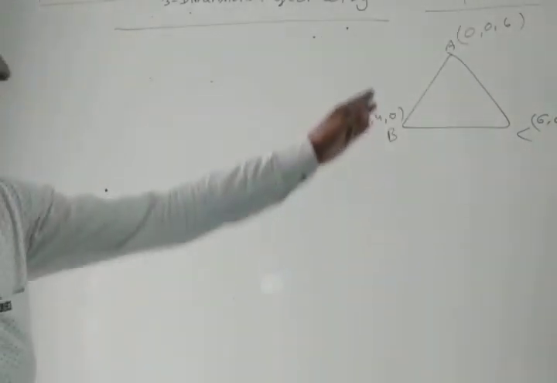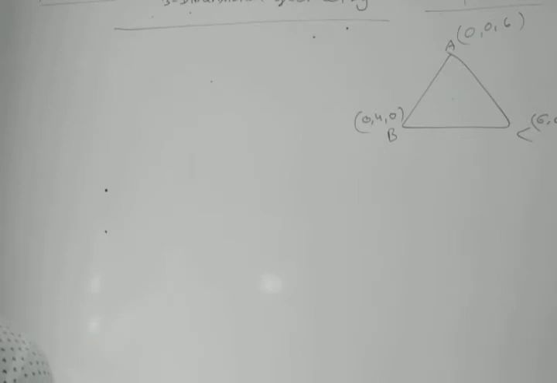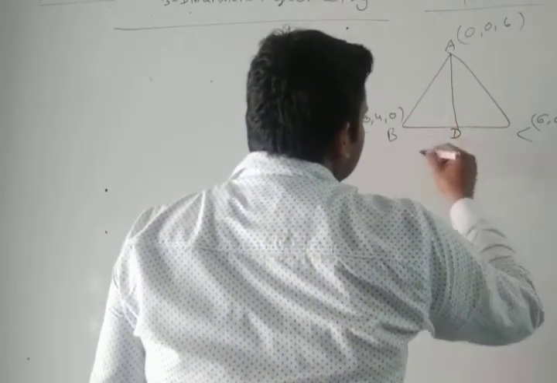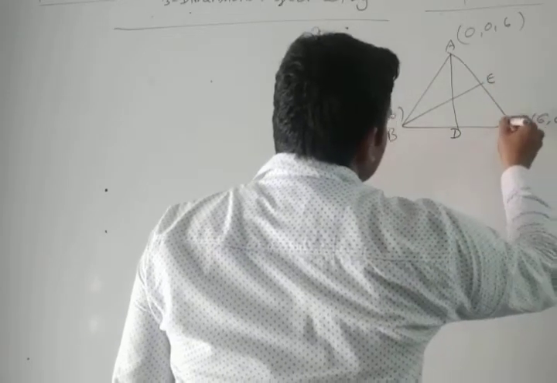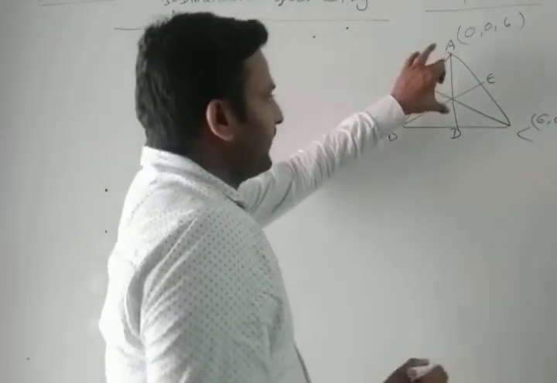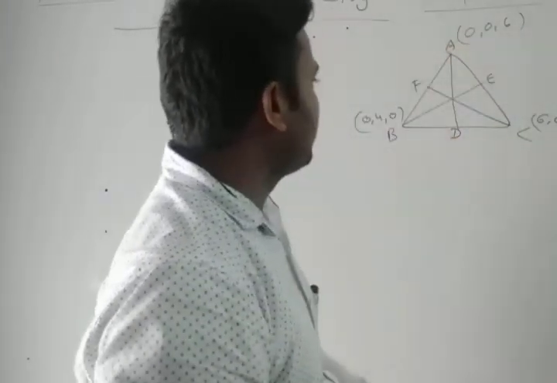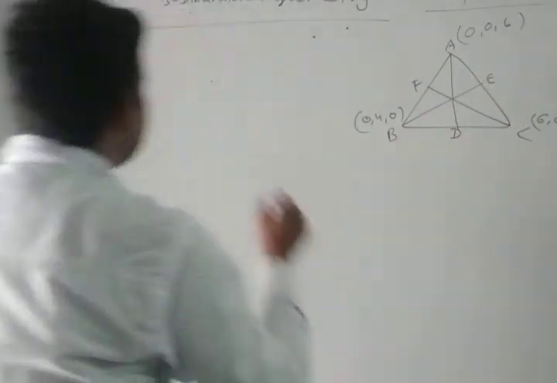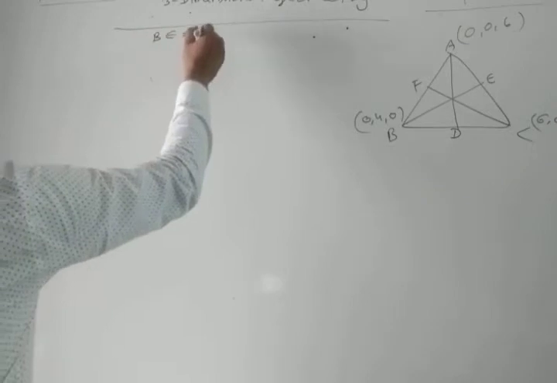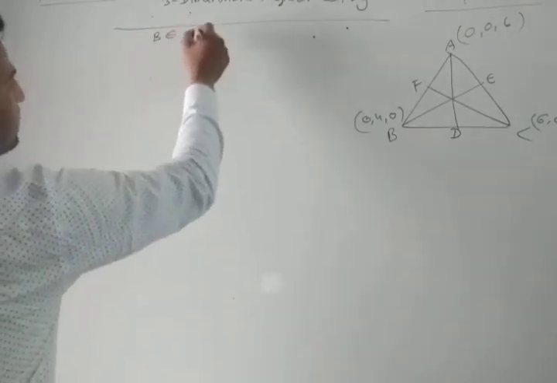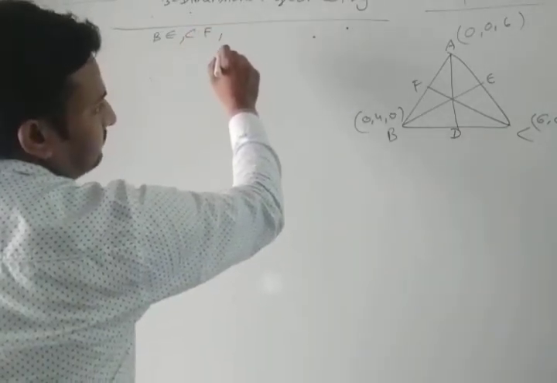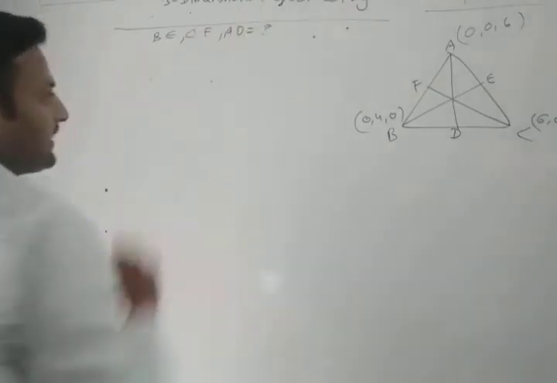We are given three vertices of the triangle and have to find the length of the medians. AD is a median, BE is a median, and CF is a median. We have to find the lengths of BE, CF and AD.